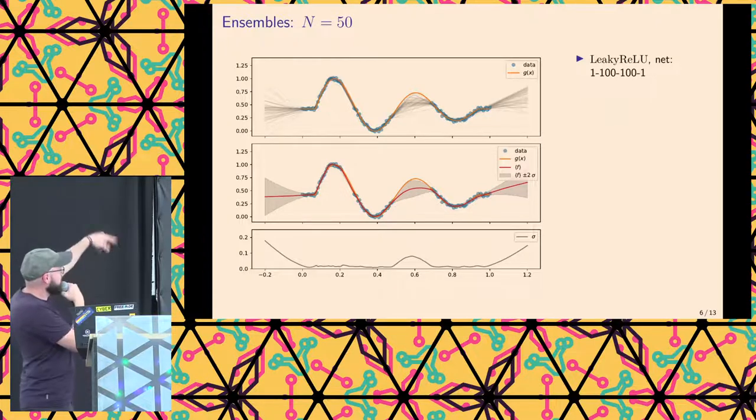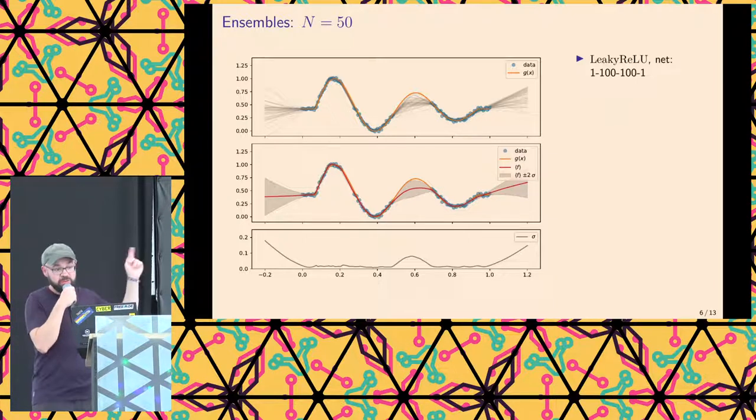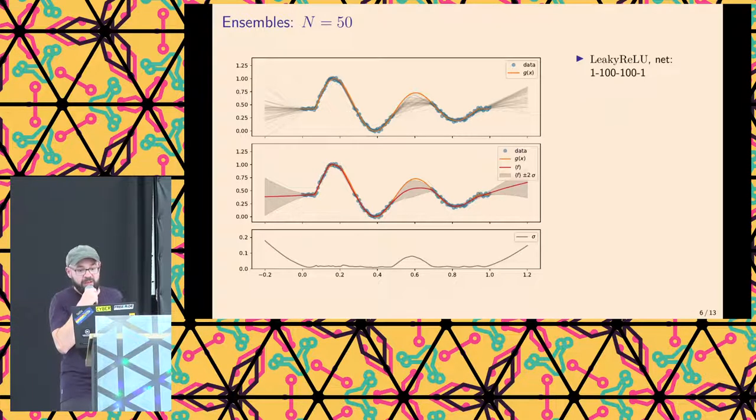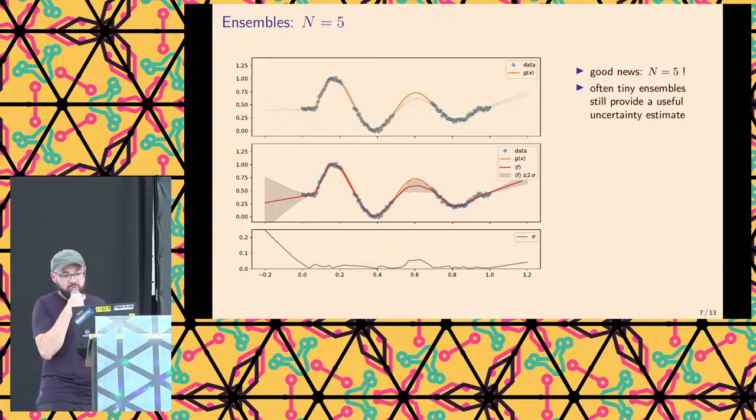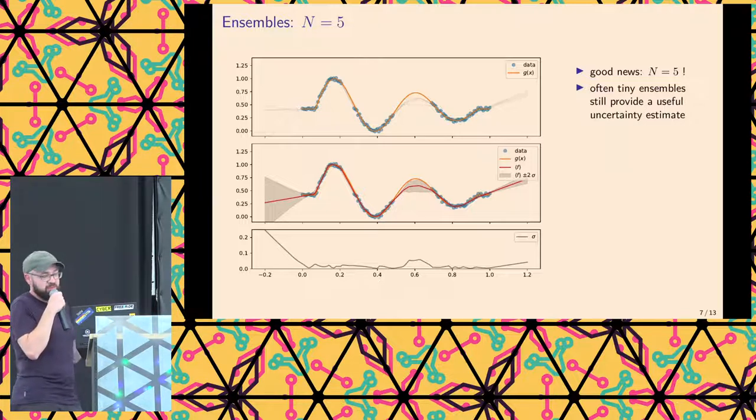So in the top plot, you see these gray, bushy curves. Each of them is one neural network fitted to the same data. But in between the data regions, the models basically do what they want, and we exploit this to get some uncertainty information. And the even better news is, instead of using 50 neural networks, we can often do quite well with just 5. So our computational load only increases by a factor of 5, which for some workloads might just be good enough.